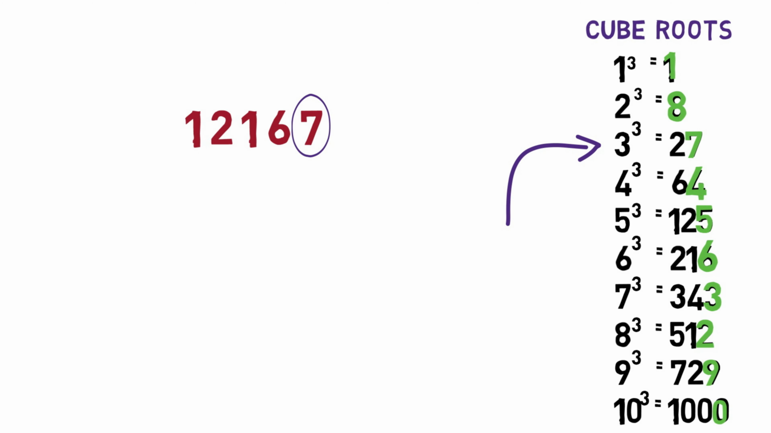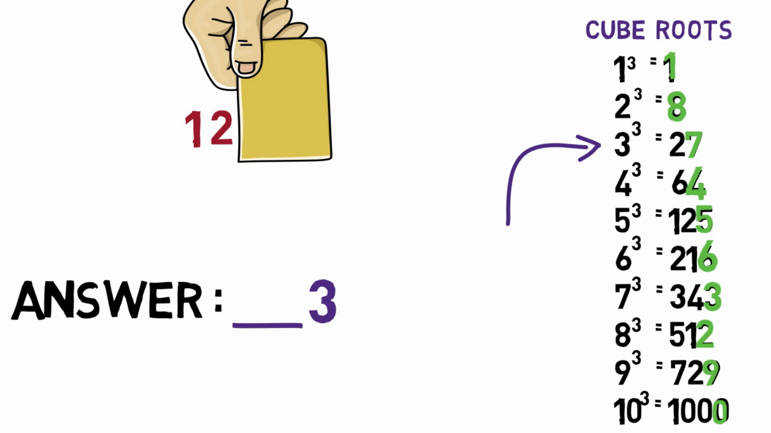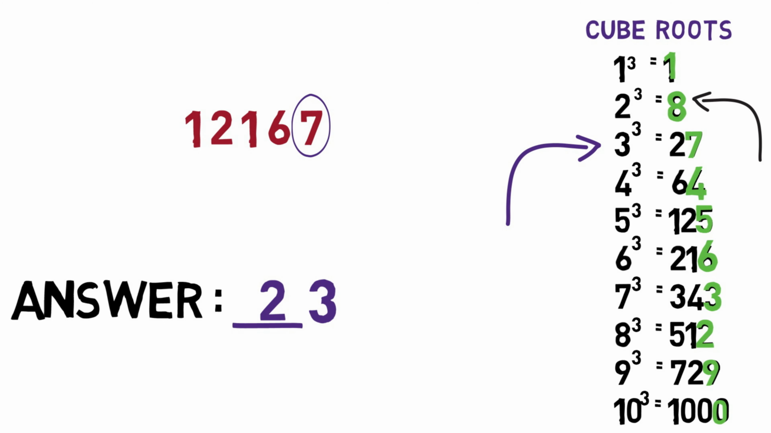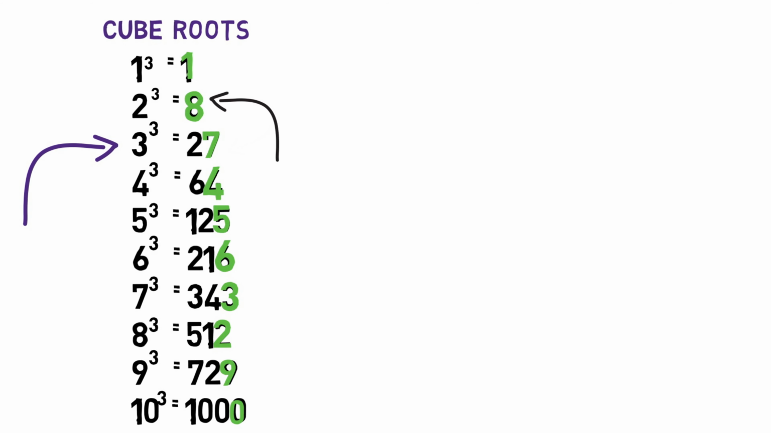Now, we cross out the last 3 digits. Once we have done that, we take whatever remains and try to find the closest smaller or equal cube. Here, we are left with the number 12, and the closest smaller or equal cube would be 8, which corresponds to the number 2. Hence, the first digit of our answer becomes 2. 12167 is the cube of 23.